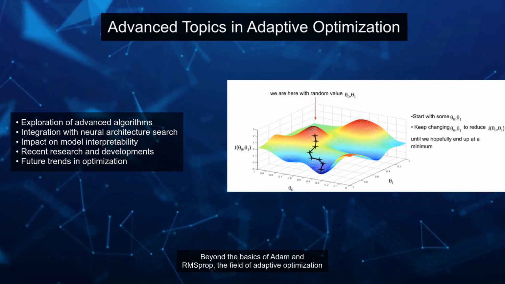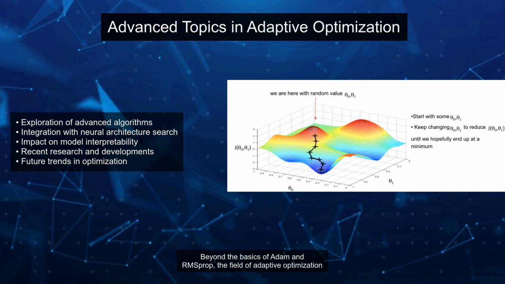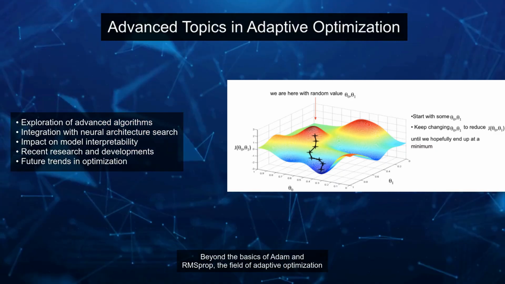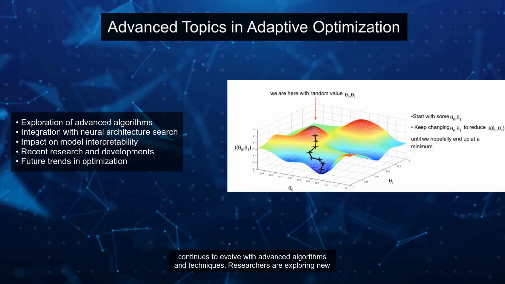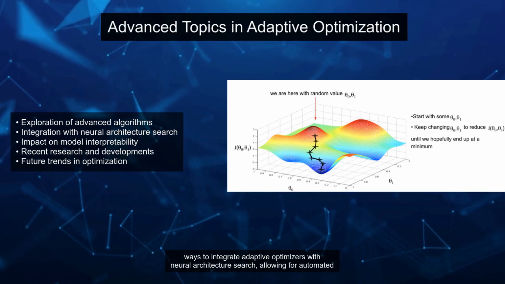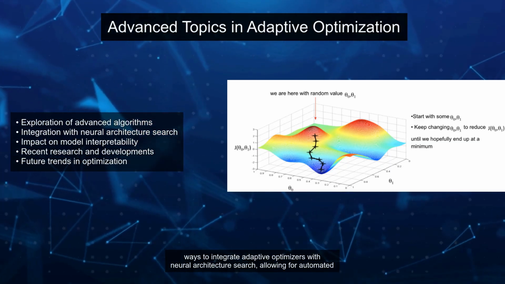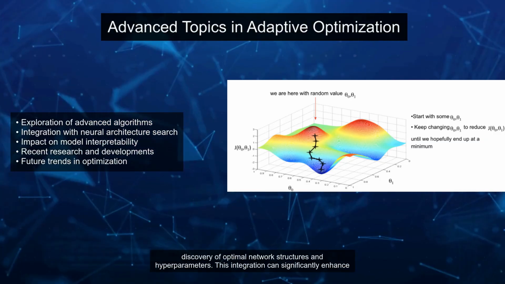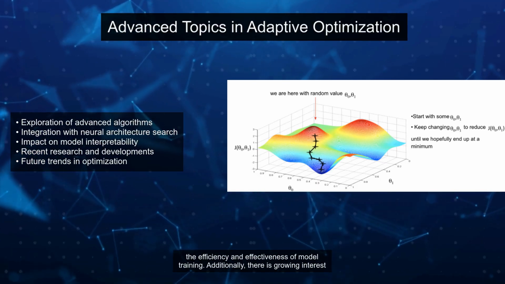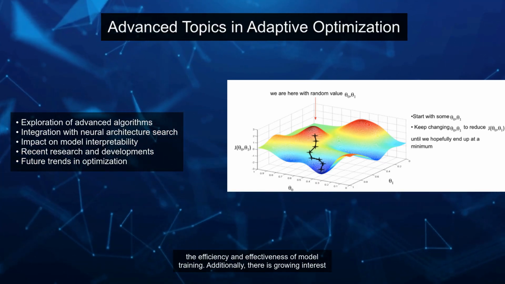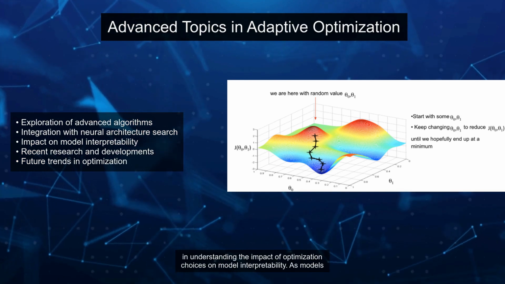Beyond the basics of Adam and RMSprop, the field of adaptive optimization continues to evolve with advanced algorithms and techniques. Researchers are exploring new ways to integrate adaptive optimizers with neural architecture search, allowing for automated discovery of optimal network structures and hyperparameters. This integration can significantly enhance the efficiency and effectiveness of model training.